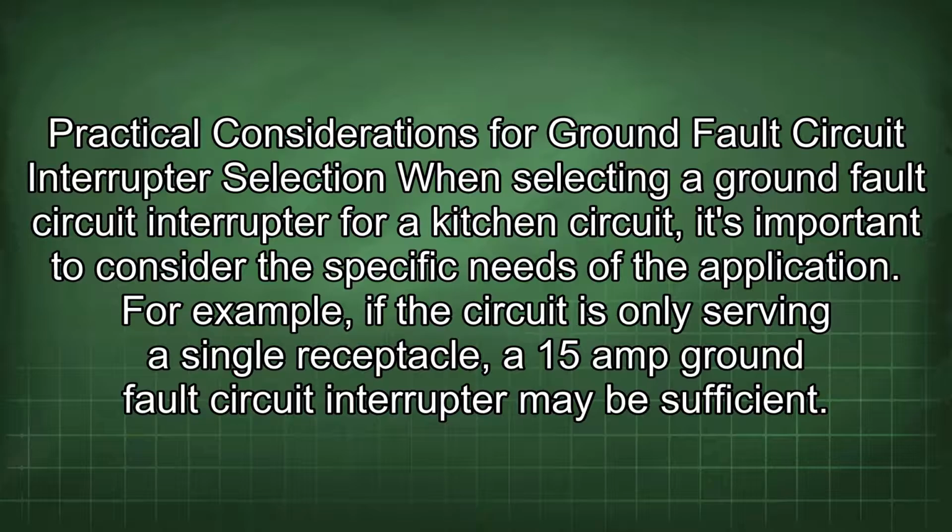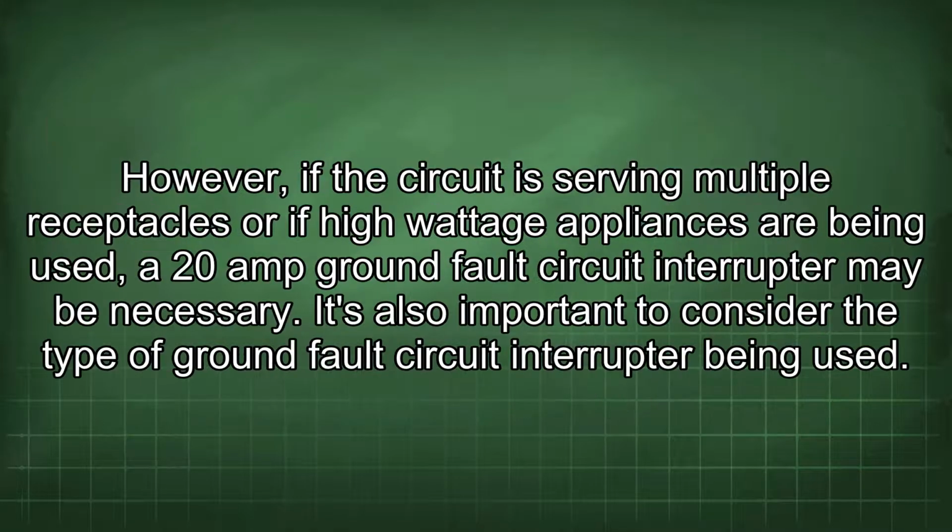When selecting a ground fault circuit interrupter for a kitchen circuit, it's important to consider the specific needs of the application. For example, if the circuit is only serving a single receptacle, a 15 amp ground fault circuit interrupter may be sufficient. However, if the circuit is serving multiple receptacles or if high wattage appliances are being used, a 20 amp ground fault circuit interrupter may be necessary.